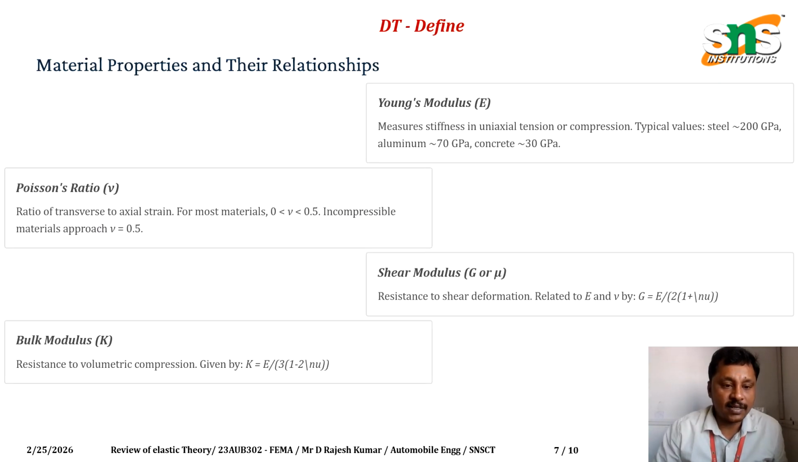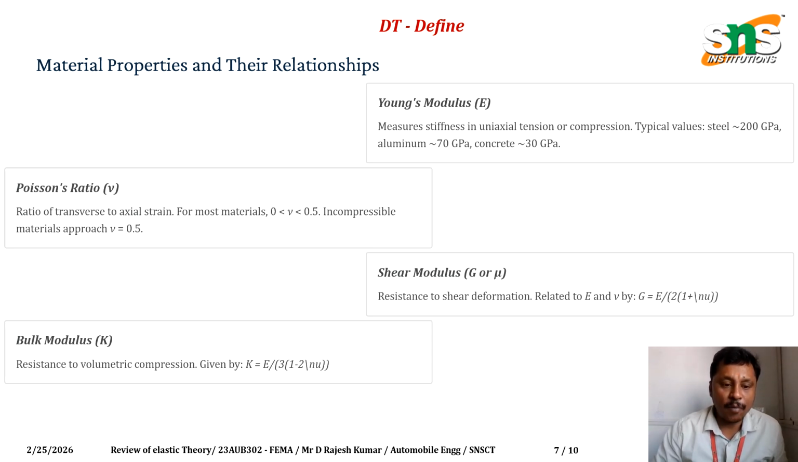So elastic constants are nothing but the material properties. Let me elaborate on the material properties and their relationships. Young's modulus measures the stiffness in uniaxial loading. Stiffer materials have higher Young's modulus values. Poisson's ratio: when you compress something, it bulges out sideways. This ratio quantifies that behavior. For incompressible materials like rubber, Poisson's ratio approaches 0.5.